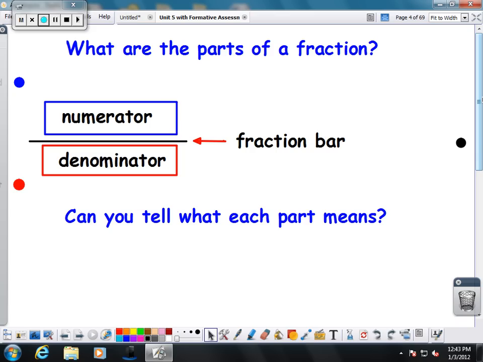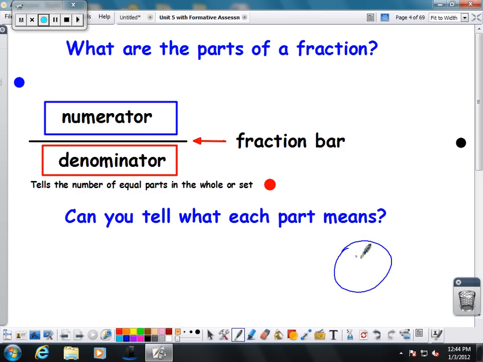So what are the parts of a fraction? Fractions are broken up into 2 different parts called the numerator, and the bottom number is called the denominator. Now the denominator tells us the number of equal parts in our whole or our set. So if I go back to my pizza example, my whole pizza is made up of 4 parts. So there are 4 equal parts in that whole set. 4 is going to be my denominator.